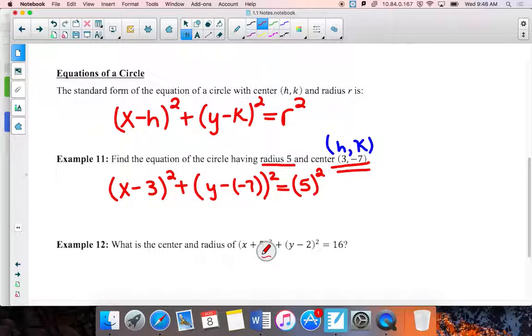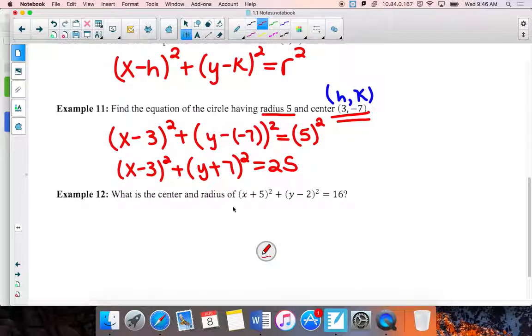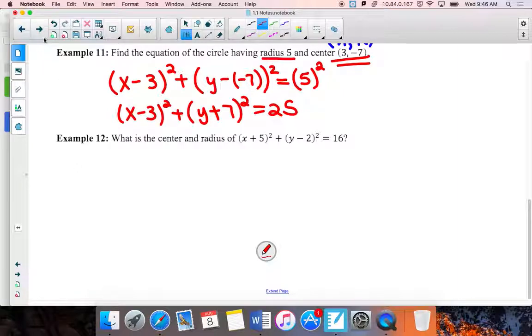Simplifying this a little bit, we're going to get x minus 3 quantity squared plus y plus 7 squared equals 25, and that would be the equation of a circle that has a radius of 5 and is centered at 3, -7. So working that backwards, go ahead and please tell me what is the center and radius in example 12, and we'll go over that one in class and see if you're understanding it.